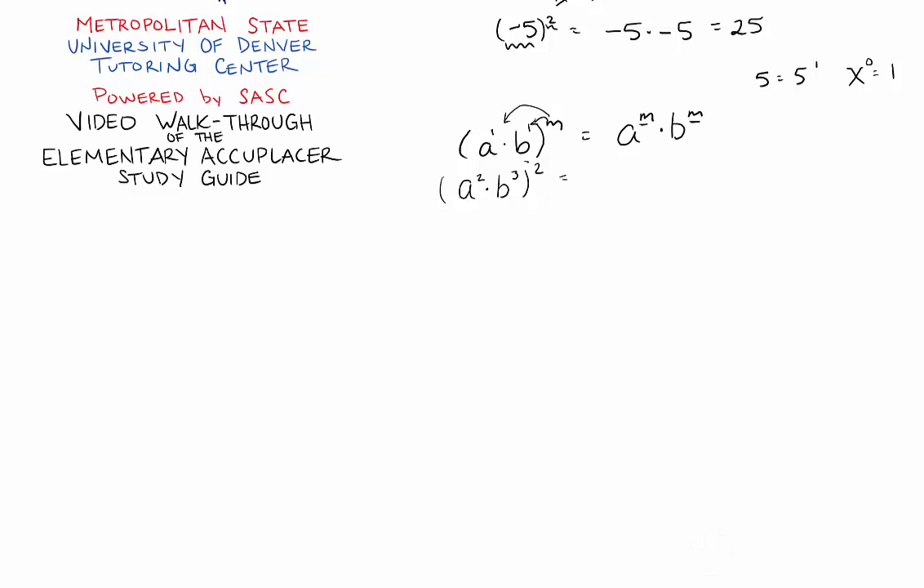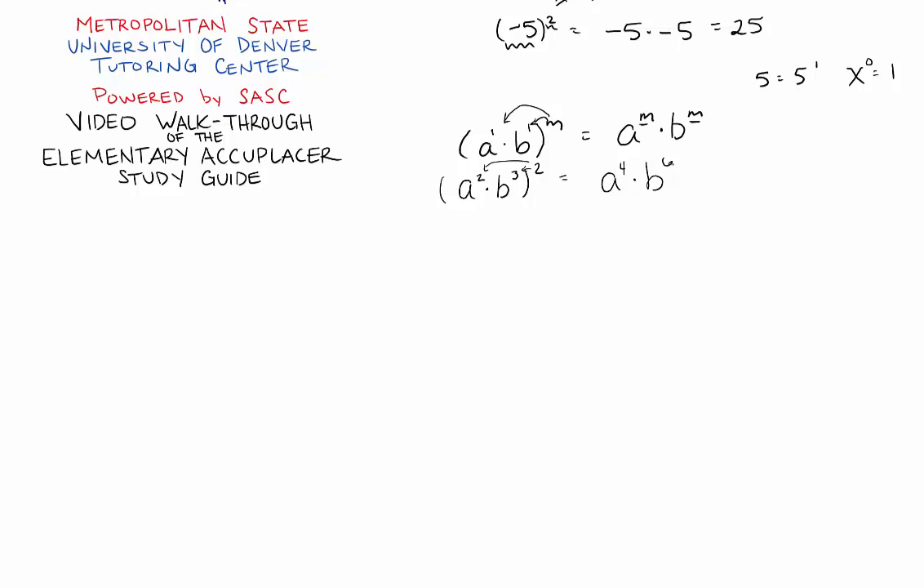I want to distribute this 2 to each one of these, and I'm going to multiply. So this becomes a to the 2 times 2 is 4, times b to the 3 times 2 is 6. A to the 4th, b to the 6th is what it would be simplified to.